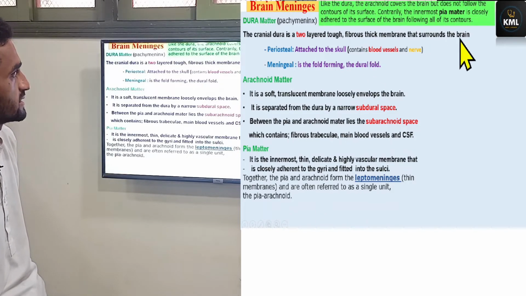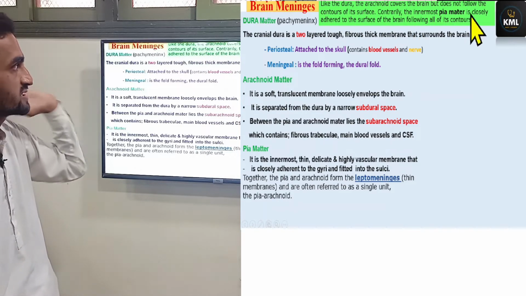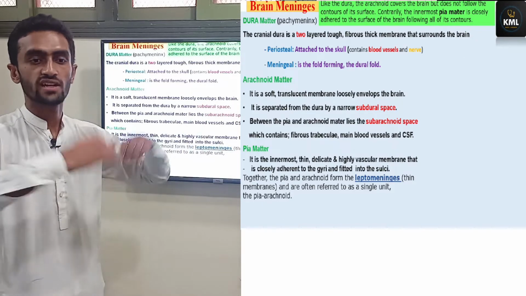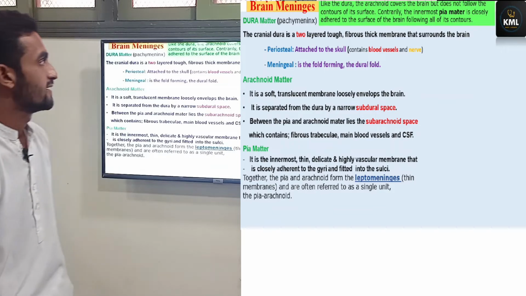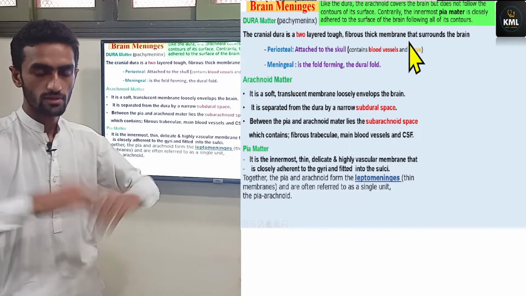And they follow the contours, as I mentioned. So the dura and arachnoid cover the brain, but do not follow the contours of its surfaces. They are not going into the sulci and the gyri, while the pia is tightly adherent, so they follow the contours of your brain.